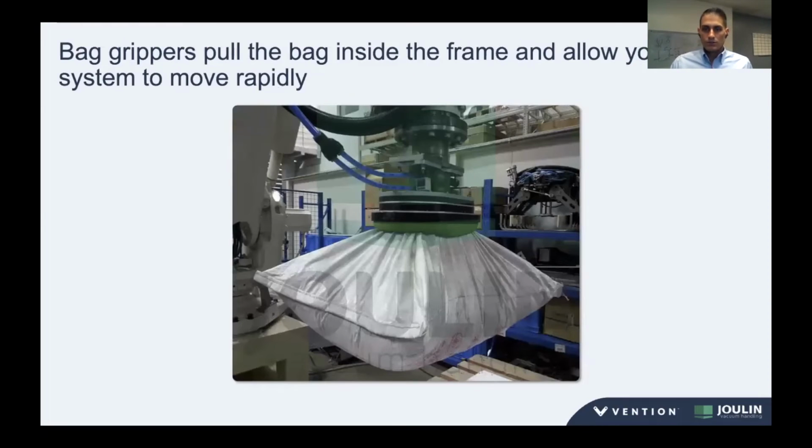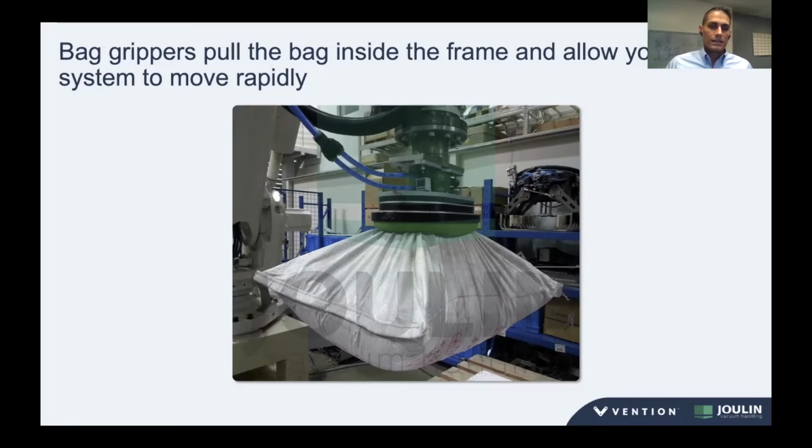Now we'll move down to the bag handlers, or bag grippers. Bag grippers can handle all types of bags with all types of products inside, whether that's a liquid product, or a loose product like nuts or bolts, or even pretzels. Essentially, these grippers pull the bag inside of the frame and hold it tightly to the bottom plate, allowing your system to move rapidly through its motion profile. It's basically pulling that bag, kind of like a pillowcase, inside of that gripper and holding it very tightly. And then you can move that gripper very quickly.